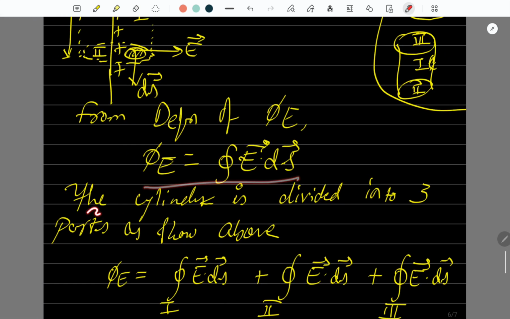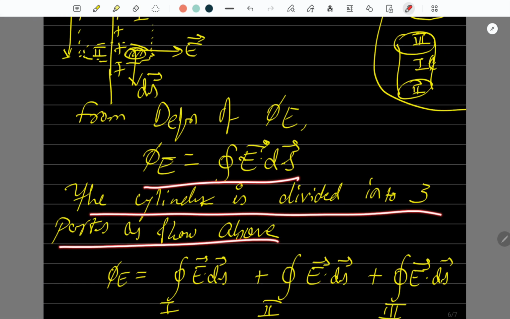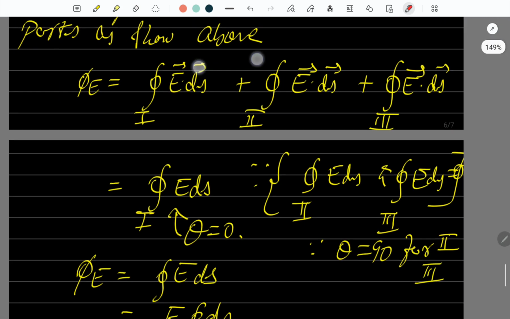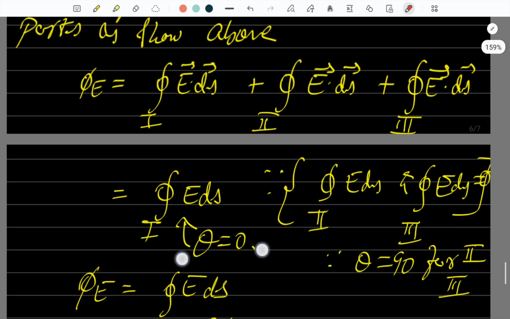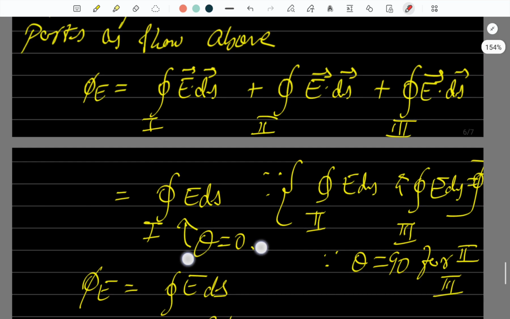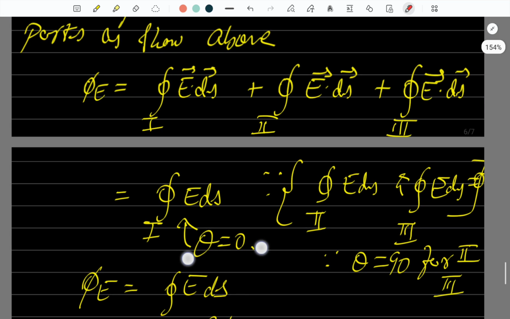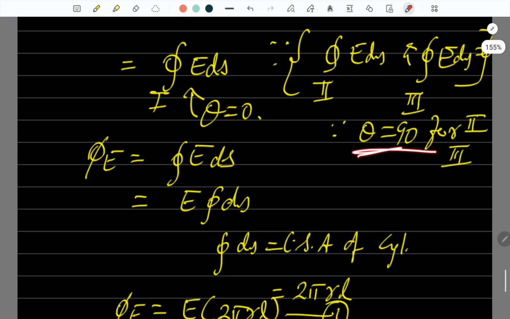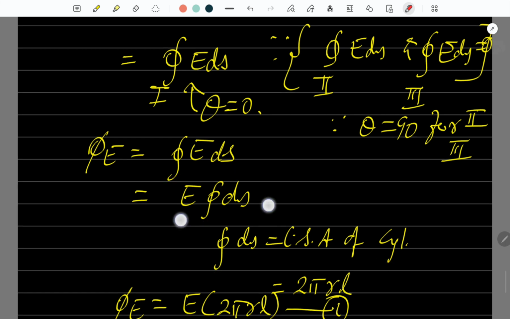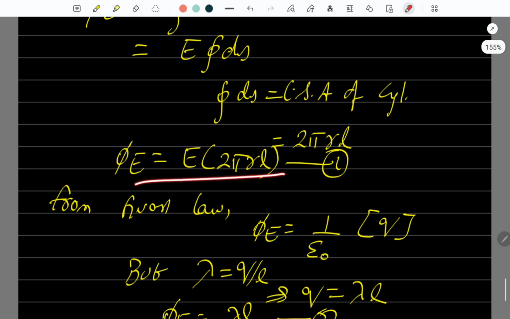We wrote the definition, then we said the cylinder is divided into 3 parts as shown above. So we wrote the same line three times, and after that we went forward. Yes, you can see clearly. After writing the 3 parts, I said only 1 part is there; the other 2 parts will become 0 because theta will be 90. For this one theta is 0. After writing that, E ds came. E was taken outside, and ds was called the curved surface area of the cylinder. Then E into 2 pi r l is the first equation.